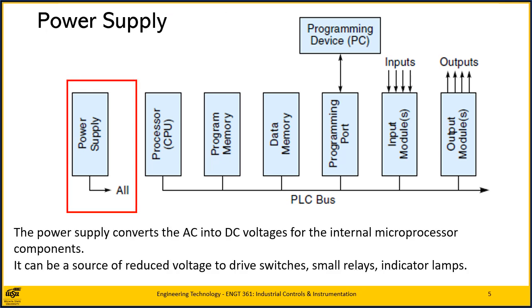PLCs are usually powered directly from 120 or 240 volts AC. The power supply converts the AC into DC voltages for the internal microprocessor components. It may also provide the user with a source of reduced voltage to drive switches, small relays, indicator lamps, and the like.